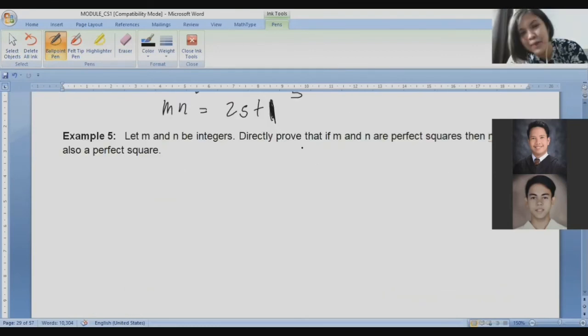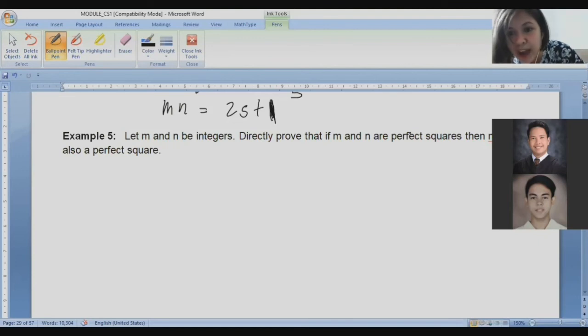Oh, example number 5. Let M and N be integers. Directly prove that if M and N are perfect squares, then MN is also a perfect square. Ma'am, ano po ba yung perfect squares? Pag sinabing perfect squares, ito yung mga number na may square root. Example ng perfect square, 9. Perfect square yon. Kasi square root ng 9, 3. Nanggaling siya sa 3 times 3. Another example ng perfect square, 81. Kasi square root ng 81, 9. Pero ang perfect square mo doon, yung 81.